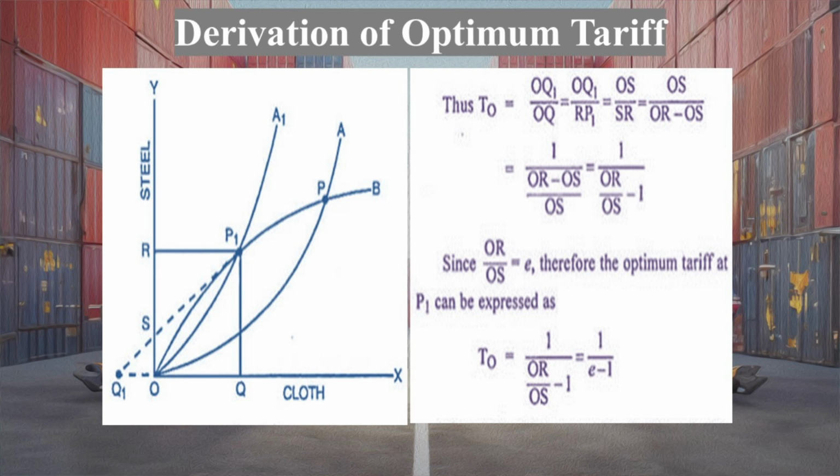Look at the diagram. OR divided by OS is equal to the elasticity. Therefore, the optimum tariff at P1 at this particular point can be expressed in terms of trade, T = 1/(E - 1). So here E stands for OR divided by OS. So we find some relationship between the offer curve and the terms of trade.